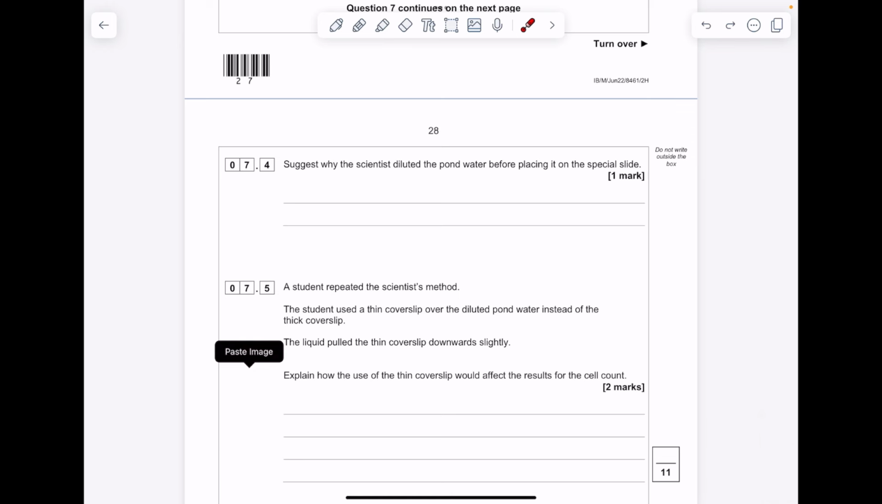Suggest why the scientists diluted the pond water before placing it on the special slide. Well, there'd be way too many algal cells to count in that case.